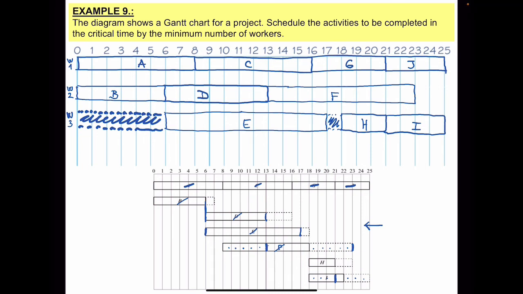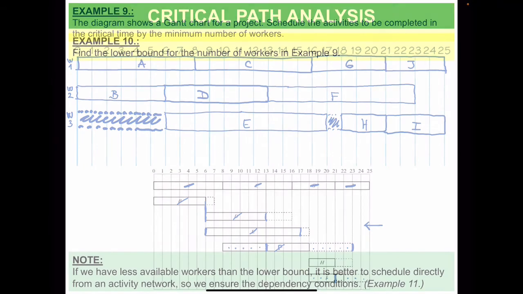What is important is when you finish to check your final diagram to make sure that all dependency conditions are satisfied. If one activity has been delayed, this might affect the earliest possible start time for the other activities.